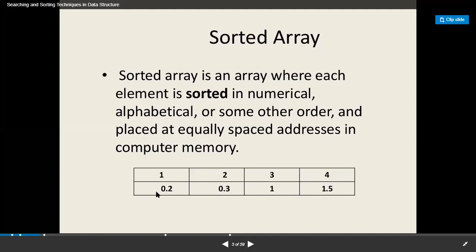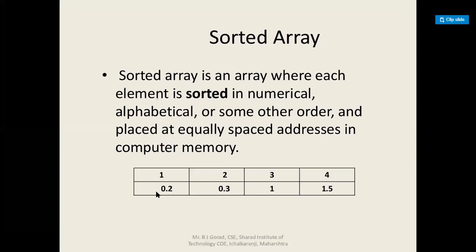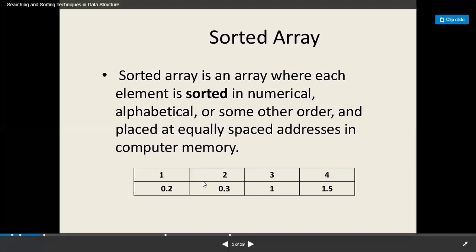in the computer memory. First, the order can be numeric, that means from small to larger numbers, as you see on the screen, from 0.2 to 0.3 is larger, from 0.2 to 0.1 is larger. So from small to the largest number, this can be one order. This is a numerical order. It can be alphabetical order like A, B, C, D, E, F, G, H, or some other order.